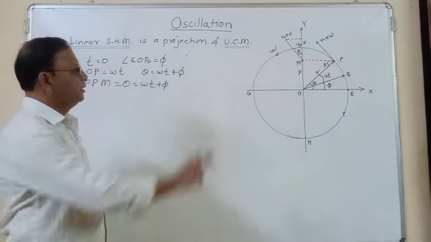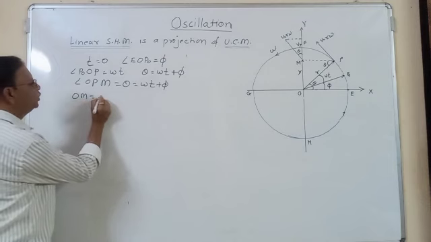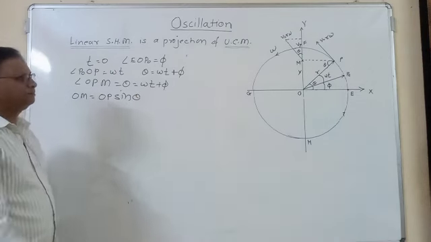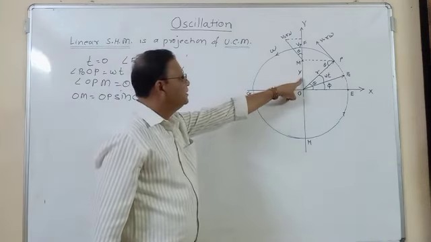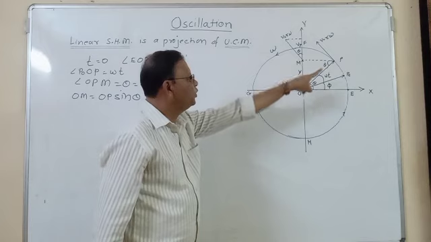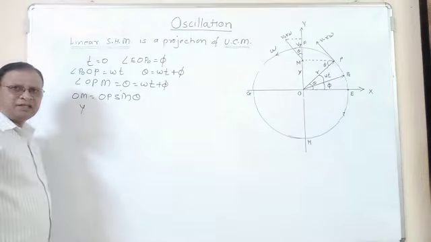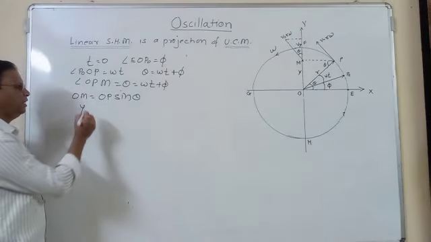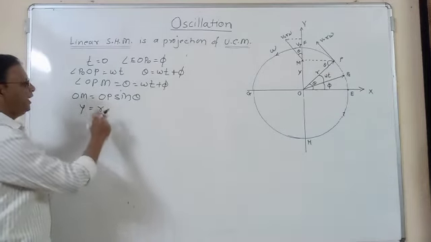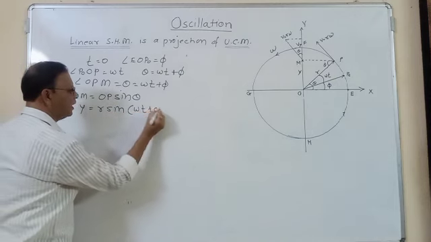Now this displacement OM, from the figure, OM is equal to OP sin theta, because this is the front side of this angle theta. So OM is equal to OP sin theta. OM is equal to y, that is the displacement of the projection of the particle. OM is equal to r, that is the radius, and theta is omega t plus phi.